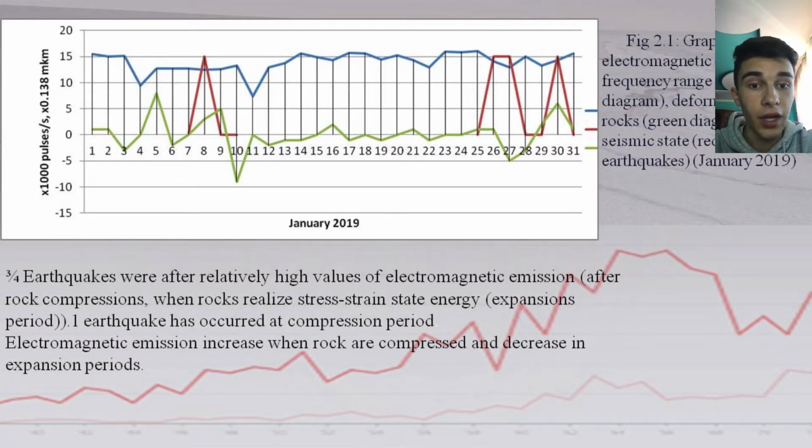Next graph. Graph of electromagnetic emission in the frequency range 17 kHz, blue diagram. Deformation of rocks, green diagram, and seismic state, red spots, earthquakes. Period January 2019. We registered 4 earthquakes in January. Analysis shows that quakes occurred 2-4 days after electromagnetic emission quickly increased, 3 quakes, or decreased, 1 quake. Electromagnetic emission increases in the rock compression period and decreases in the expansion period.